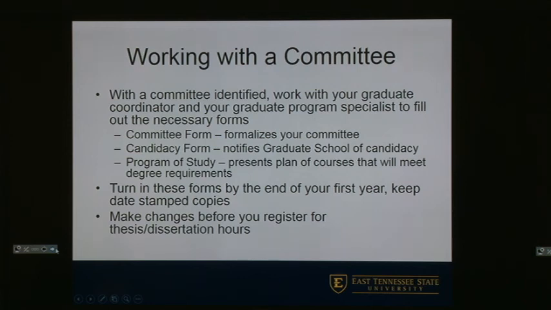Make changes before you register for thesis or dissertation hours. Once you start registering for thesis and dissertation hours, things tend to get much more locked in than before that. Things can be changed, just the paperwork's a little more onerous.